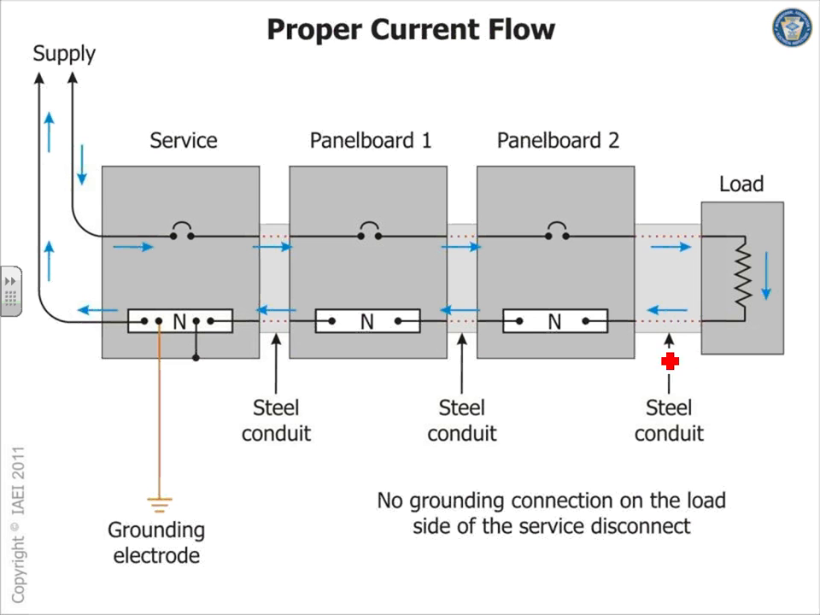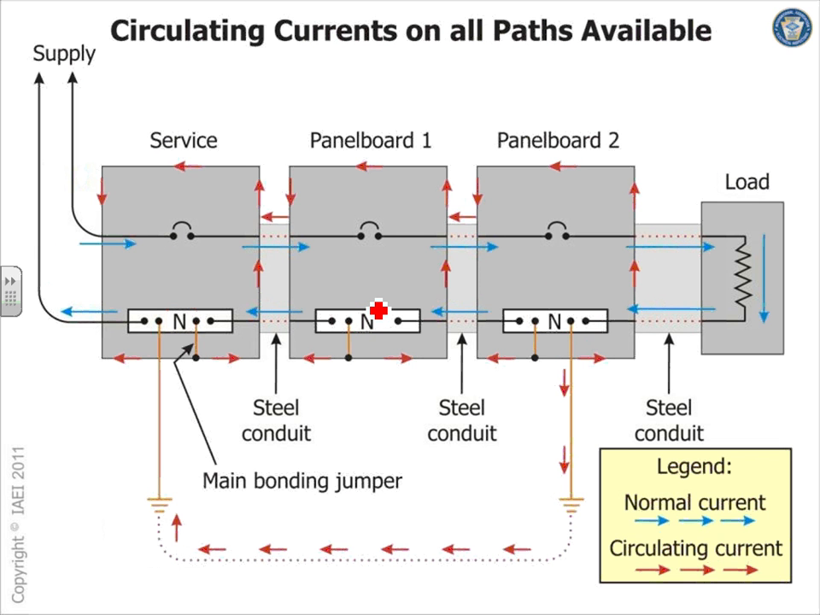Now I want to bring to your attention, if you are bonding the neutral here, and if you bond the neutral here, and if you bond the neutral right here to the boxes, current circulates on all paths available. If you do that when you bond them, can you see that bonding that they did here? Now the conduit is carrying current. Can you see that?